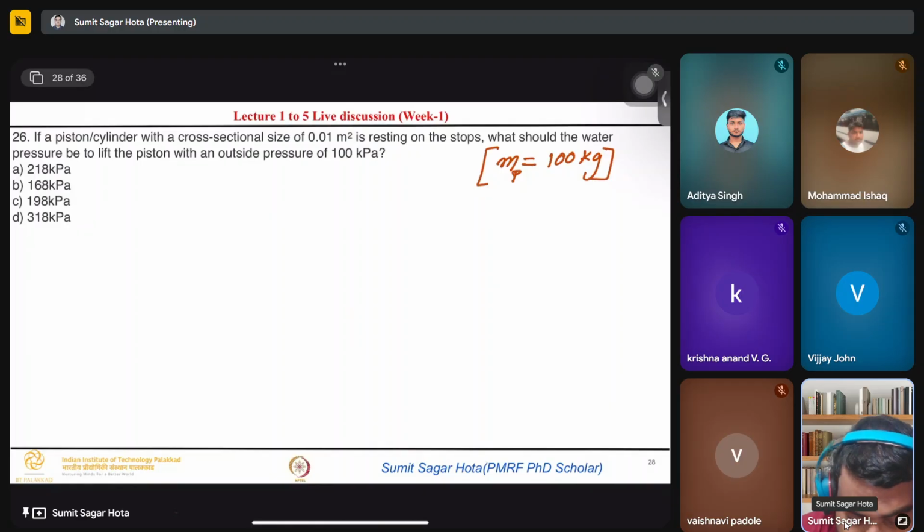Okay, now let's come to the next one. This question is, if a piston cylinder with a cross sectional size of 0.01 meter square is resting on the stops, what should the water pressure be to lift the piston with an outside pressure of 100 kilopascal? Here one more thing is given, the mass of the piston is 100 kg. So let's solve it.